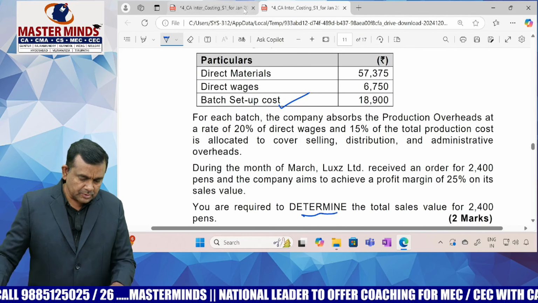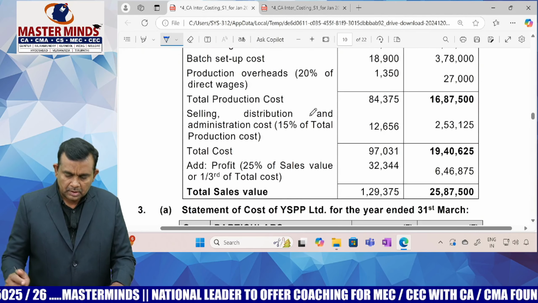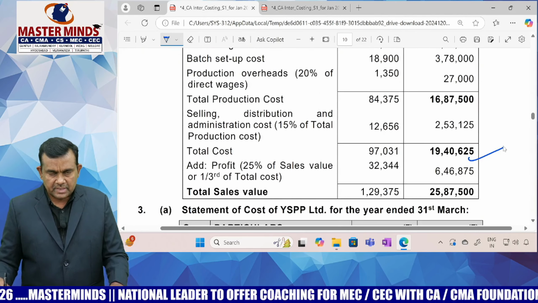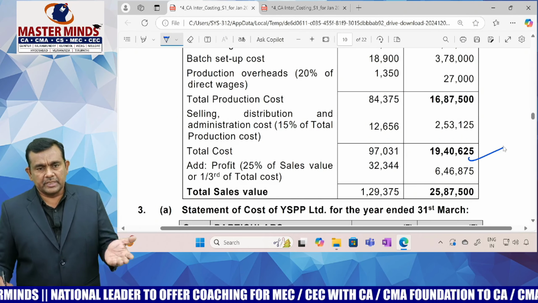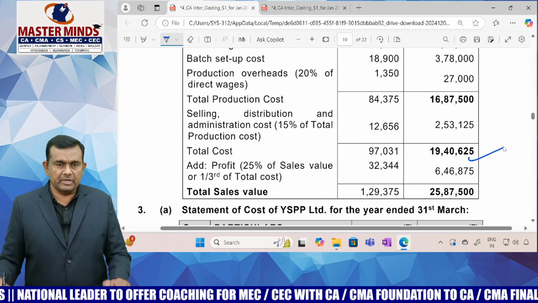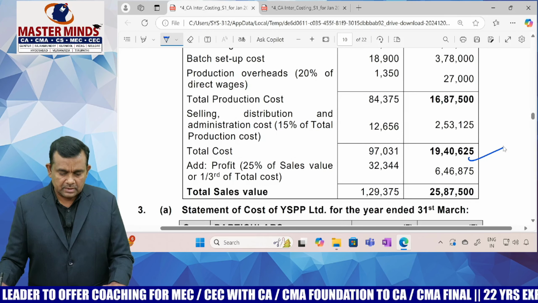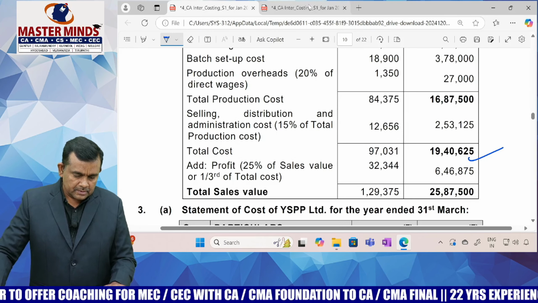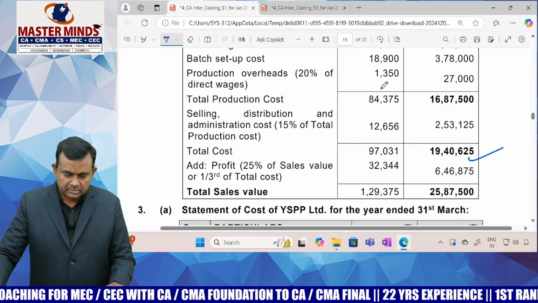So here batch total cost equal to 19,40,625, sir. Here rate of profit is 25% of sales value, converted into on cost, 25 by 75 on cost, that is the 1/3 on cost. 1/3 on cost. So finally sale value of the given batch equal 25,87,500, sir.